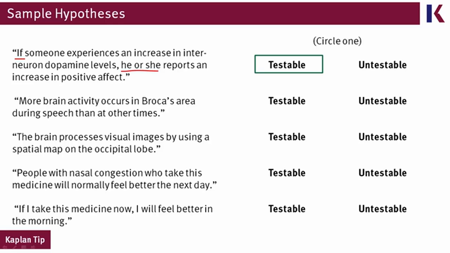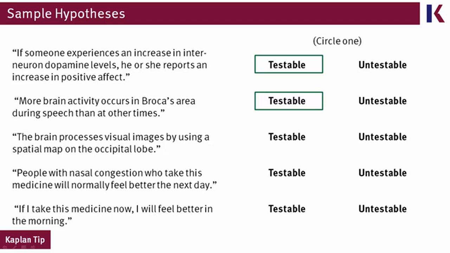Is this one testable or untestable? This one is also going to be testable. If you take this sentence and try to rephrase it, you can in fact rephrase it as an if-then statement. You could phrase it as, if people are speaking, then they experience more brain activity in the Broca's area.